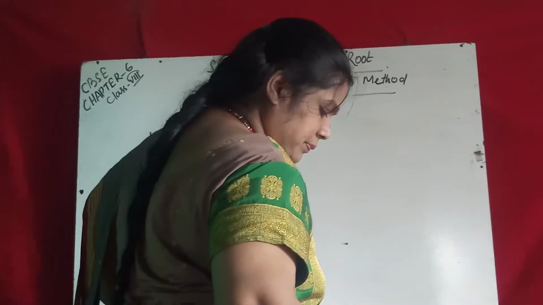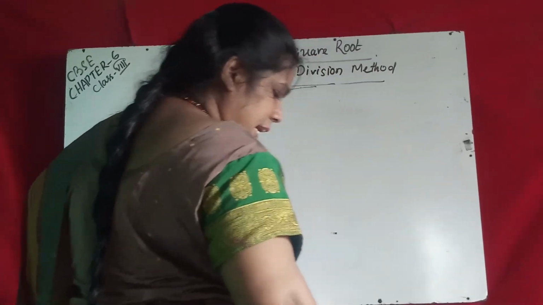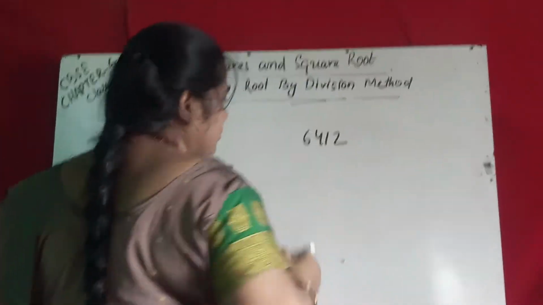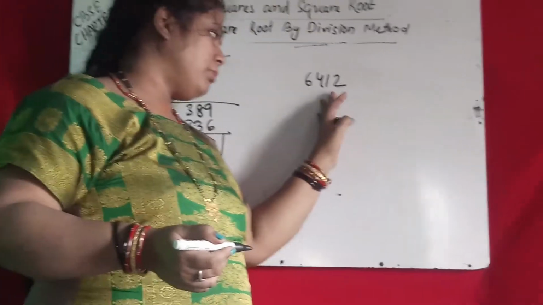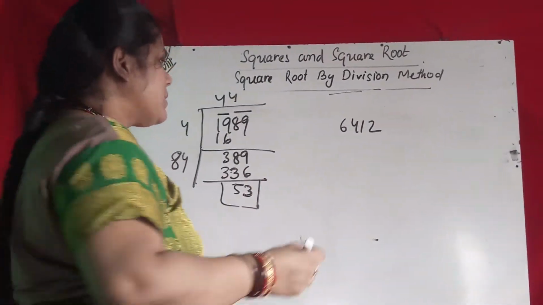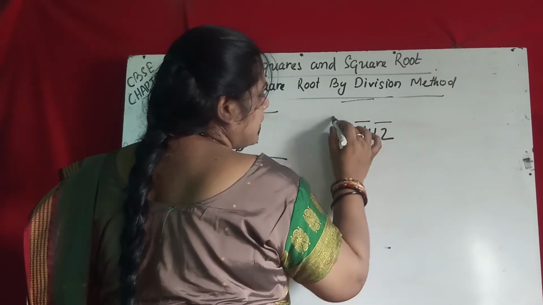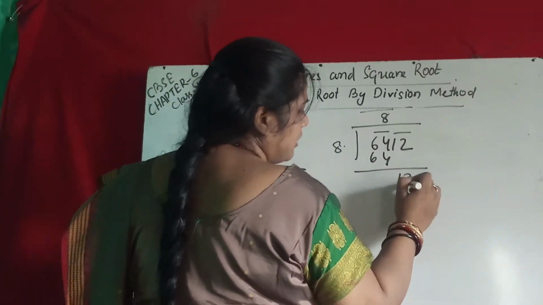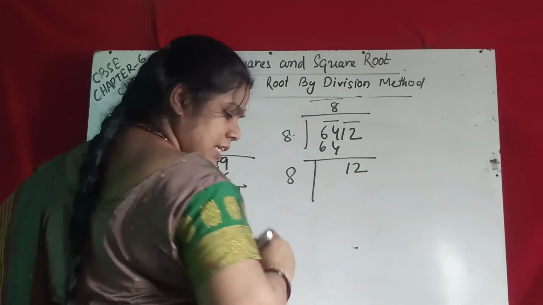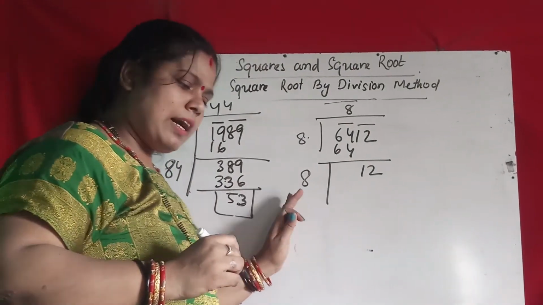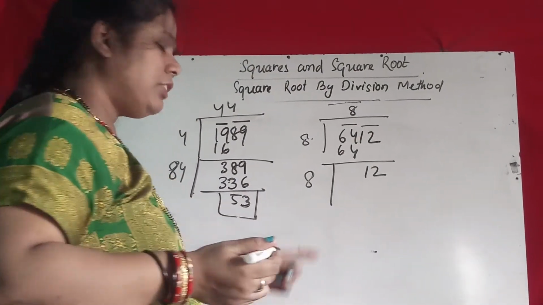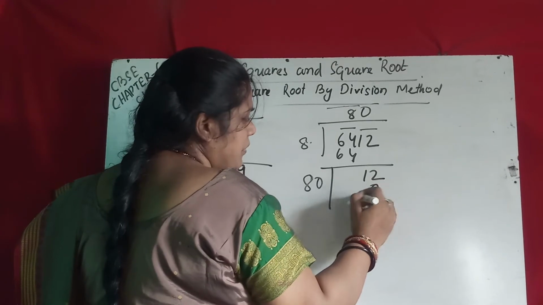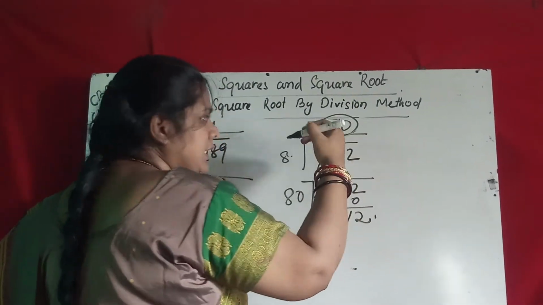So another question is: what must be added to get a perfect square? Suppose 6 4 1 2. What number must be added to this number to get a perfect square? So same thing, bar. Then here, 8 8s are 64. Okay. 0 1 2. Then here, double 8. So we can't take 1 also. 1 means here 12, 81 will be made. Then 0 0. That means 0 12. So 80 is the number.